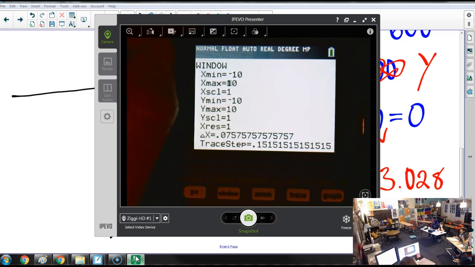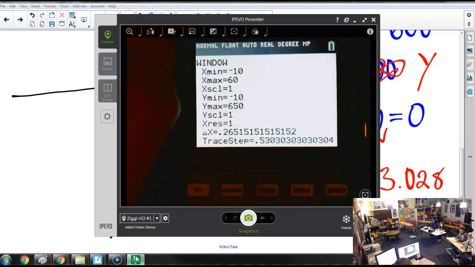Wait, so it's negative 2x squared plus 100x minus 600? Yeah, you should have it written down. Let's make our x go up to 60. Let's make our y go up to 650. Window. Hit the window button.